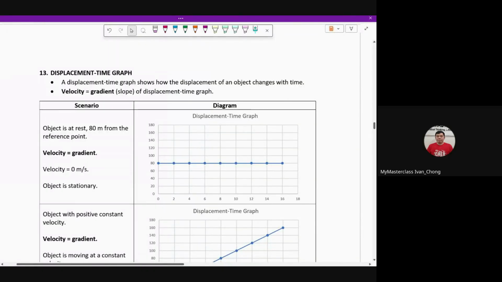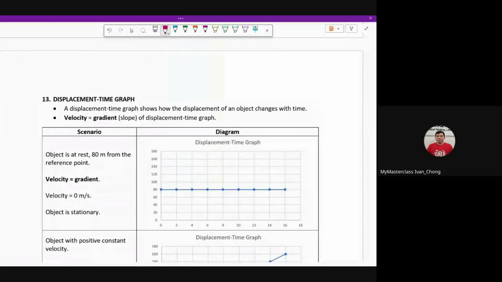Okay, so for the next part of your kinematics, we'll be learning about the different types of graphs and how to interpret them. So first thing, whenever you have a graph, the first thing you want to do is check your axis. What kind of graph is this? Is this a displacement time graph, or is it a distance time graph?